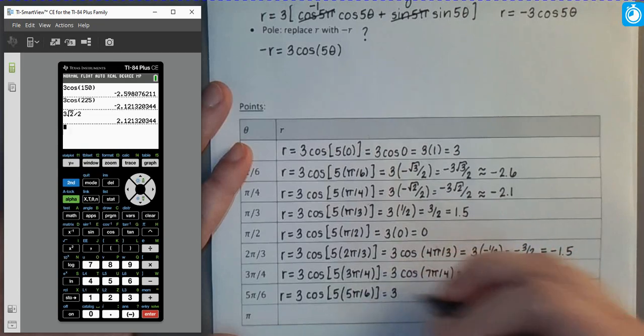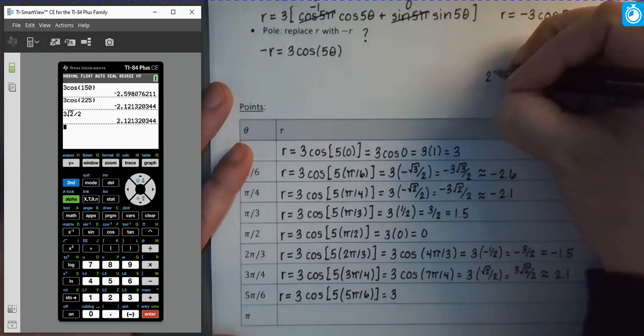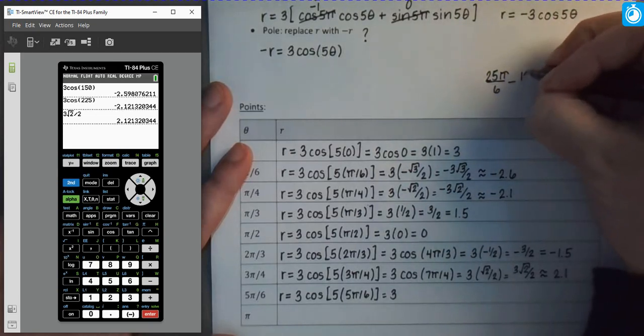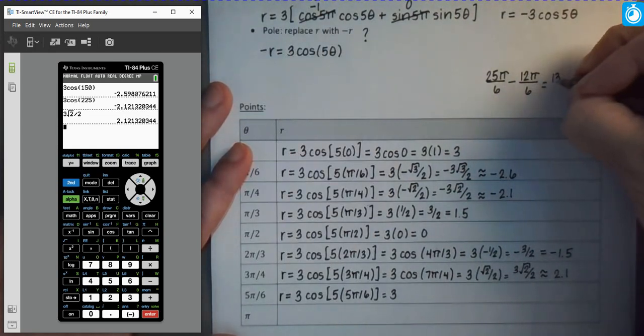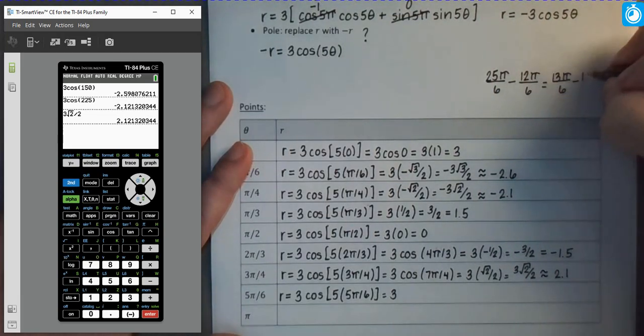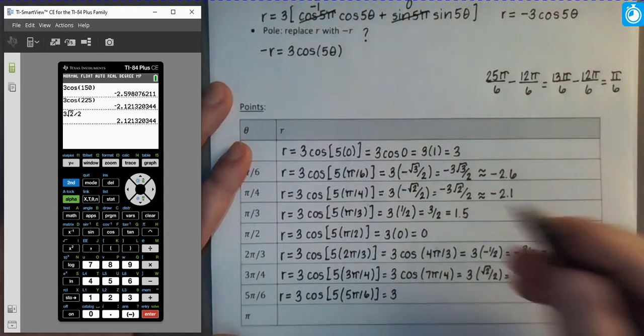So that's going to be 3 times the cosine of 25 pi over 6. Now 25 pi over 6, let's go out to the side and figure out the coterminal angle for that. If we subtract 2 pi, that's the same thing as subtracting 12 pi over 6. So that's going to give us 13 pi over 6. Now that's still not within our first rotation around the unit circle. So we can subtract another rotation, and then we get back to pi over 6. So 25 pi over 6 is coterminal to pi over 6. We can replace it with pi over 6.